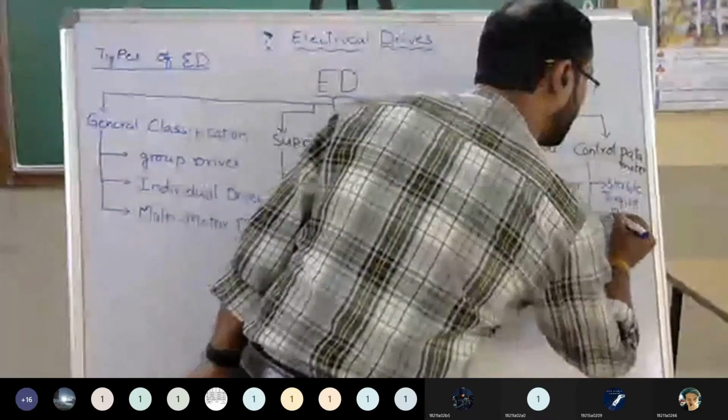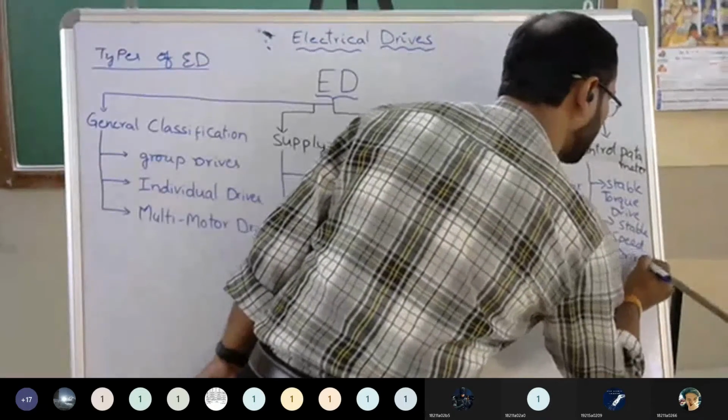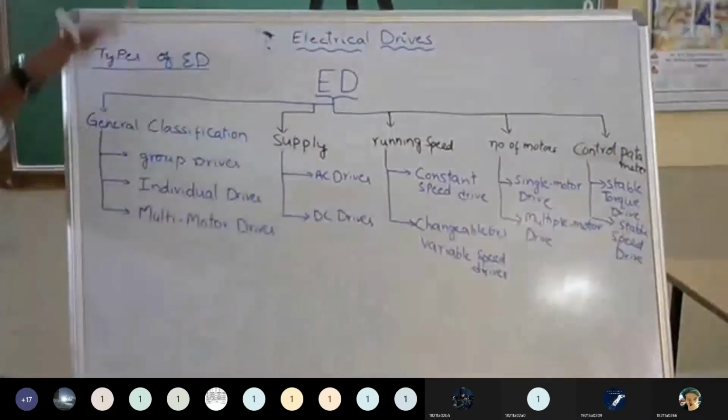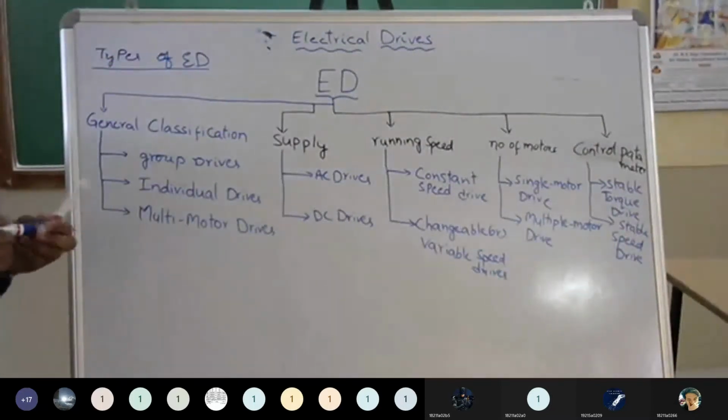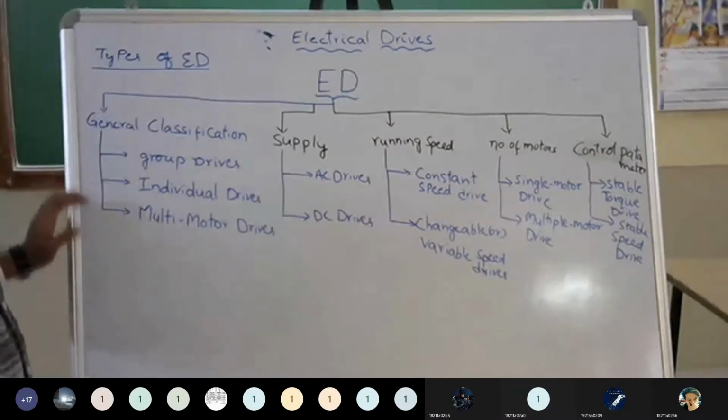Stable torque drive and stable speed drive. So these are the classifications. So what are the classifications? Electrical drives we generally classify into three types.